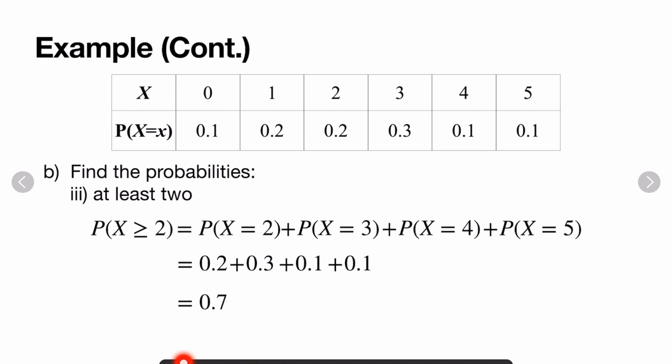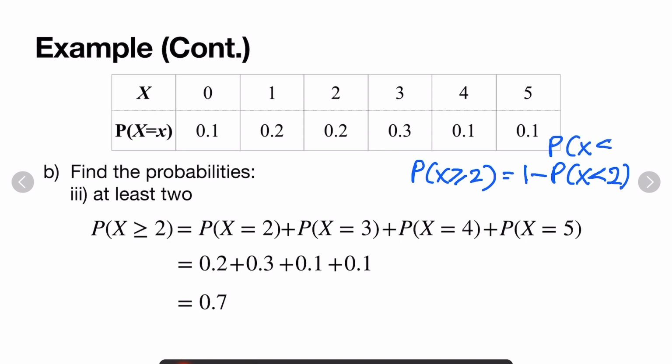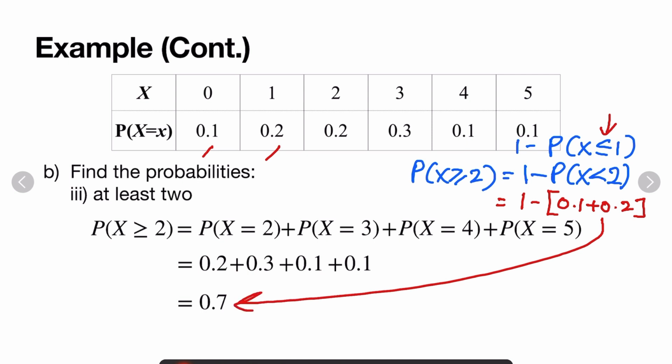Okay, do you know what's the alternative method? What do you think? What is it? What are you going to write down? X greater than or equals to 2. Ada orang mungkin akan buat 1 minus probability of x less than 2. Ataupun nak buat macam ni boleh. Less than or equals to 1 terus. Sama. Same thing. Okay, 1 minus. Okay, so 1 tolak apa ni? Less than 2, tak termasuk 2 ataupun less than or equals to 1. Kita akan ambil 0.1 dengan 0.2. 0.1 tambah 0.2. You're going to get the same value, 0.7 also.